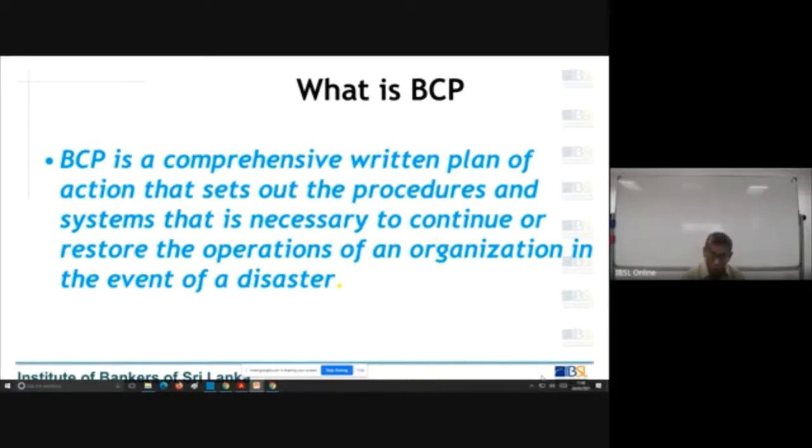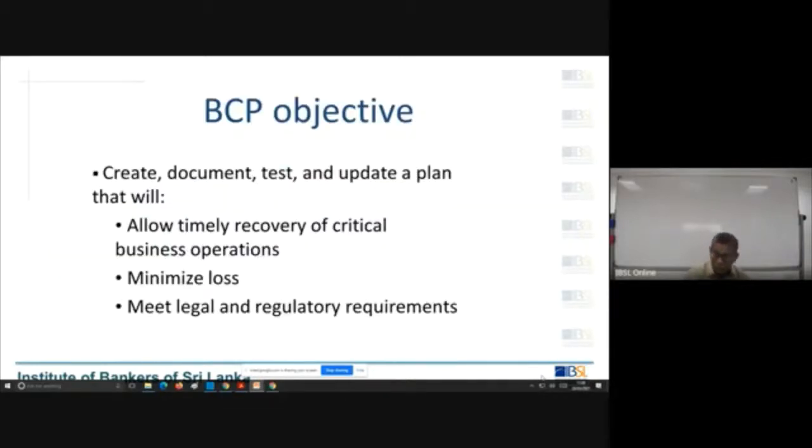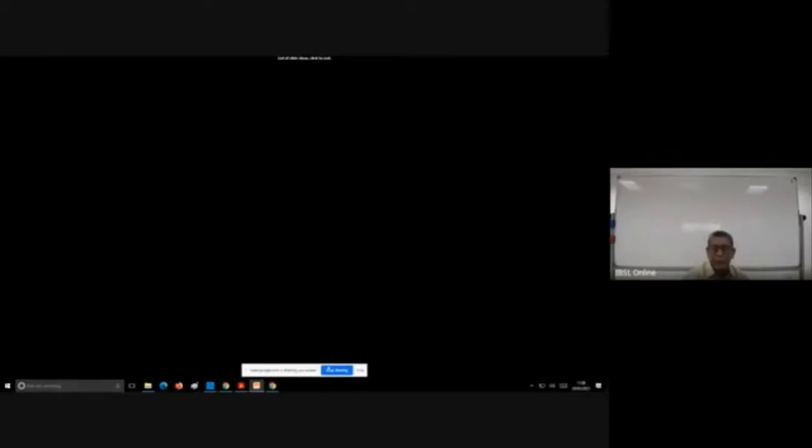Okay, now what does BCP mean? So how quickly can you commence business in the Kaduwela branch? So that is the business continuity plan. Actually, it is a comprehensive written plan of action that sets out the procedures and systems necessary to continue or restore the operation of an organization in the event of any disaster. Right now, what is the objective of the BCP in here?